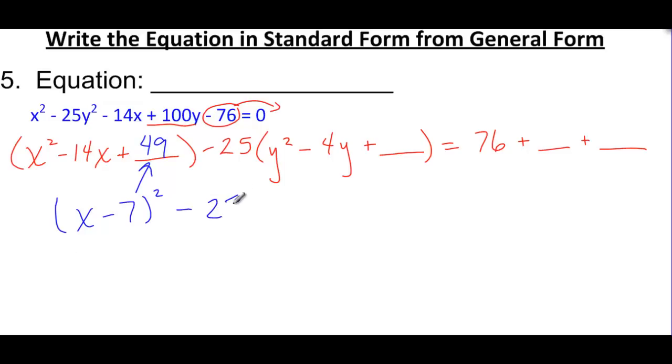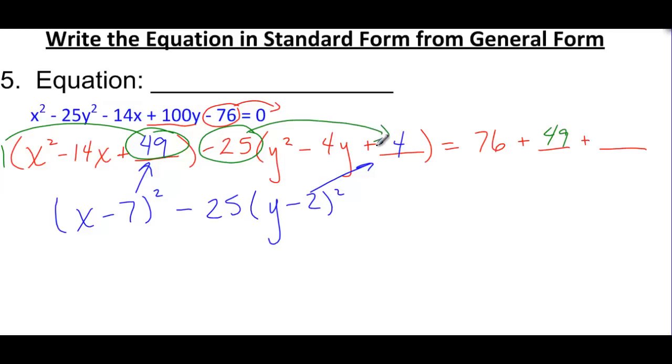minus, I have to keep this 25 here, it doesn't go anywhere. Y, half of negative 4 is negative 2. Quantity squared is 4. Now, just like we had with some of the ellipses, remember there's an imaginary 1 here. 1 times 49 is still 49. But here, negative 25 times positive 4 is negative 100. Well, if I subtract 100, I have to subtract 100 from the right side.